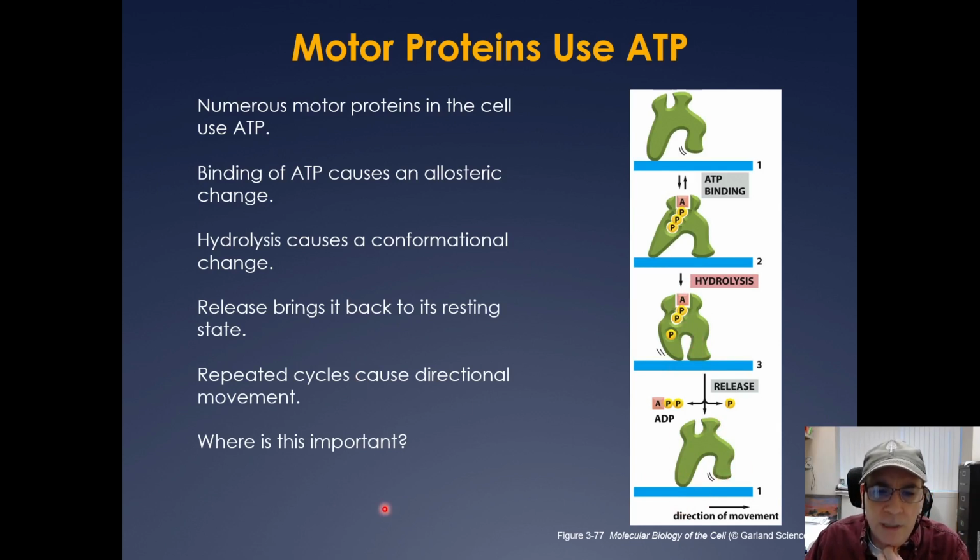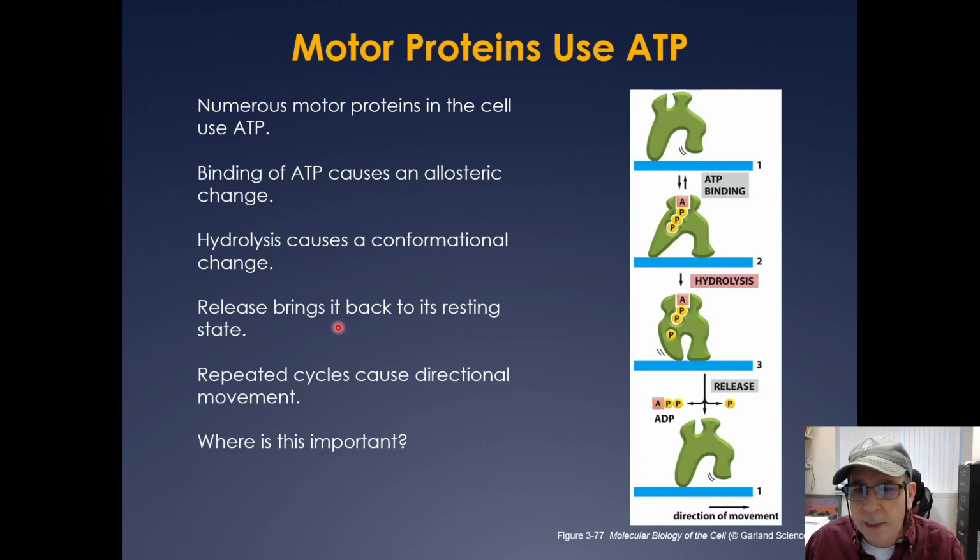And I have the question here, where is this important? It's actually involved in muscle contraction for one, and there's basically cellular movement and all kinds of other things. And when we get to the cytoskeleton and motor proteins, we'll look at this closely. This is once again just another big picture thing that we're really going to start to focus on when we move through the course.